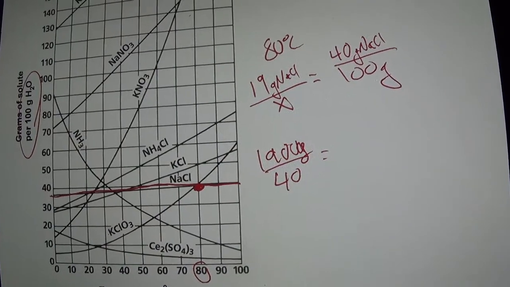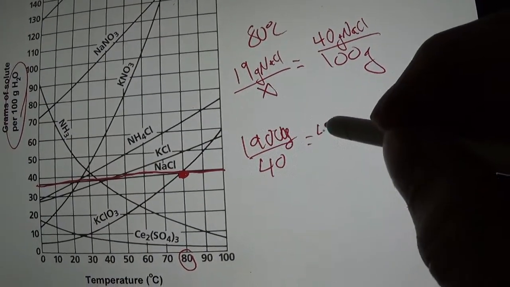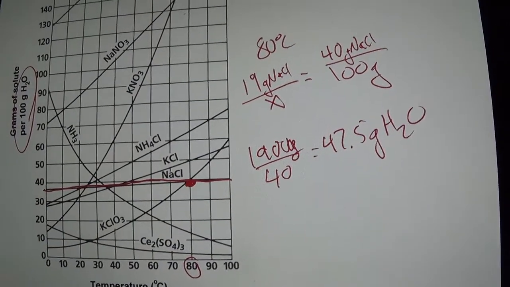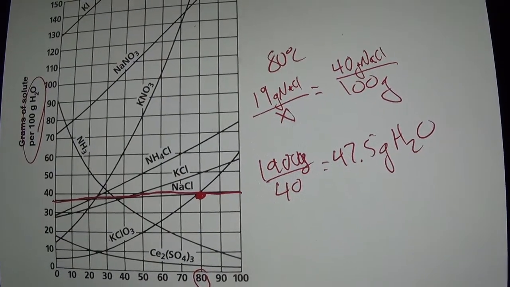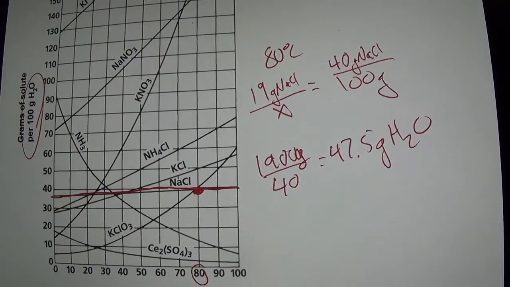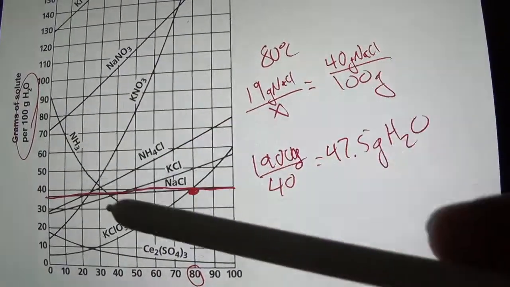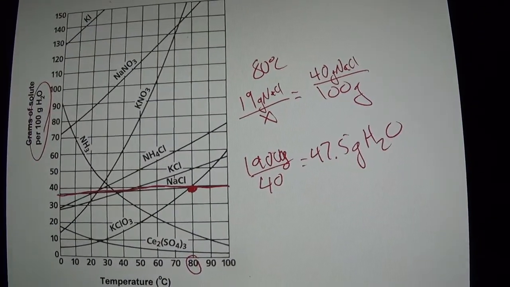And I get 47.5. All it will take is 47.5 grams of water to dissolve only 19 grams of sodium chloride. So notice how very useful that would be. I could use this curve and I could scale it to any amount of water I have. So let's do one of those. And let me switch to a different color.